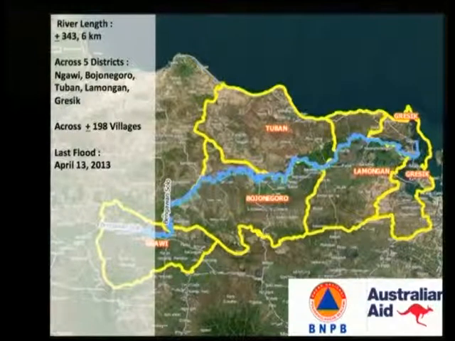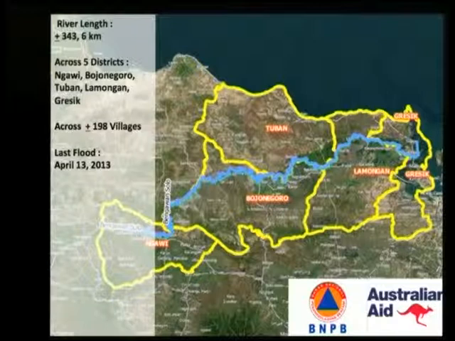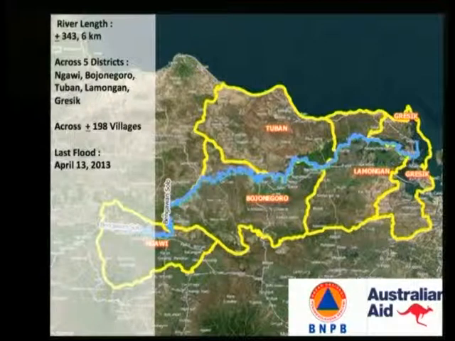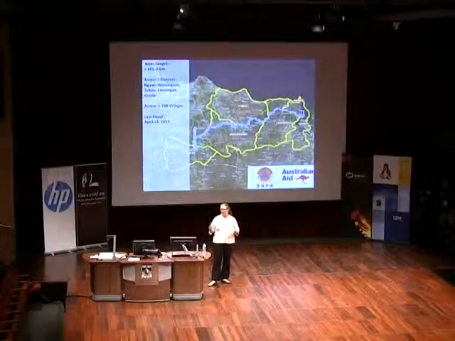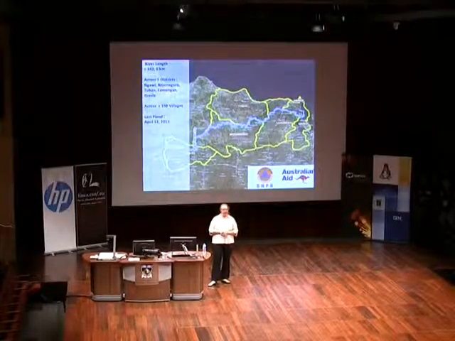So here's an example. This is the longest river in Java. And almost 200 villages are affected by its flooding. So we had done workshops in this area, in East Java, but then went back to provide technical assistance. Similar to the mapping in Jakarta, how would you do that mapping ahead of time to do analysis, to have a contingency plan? What are we going to do when things flood?